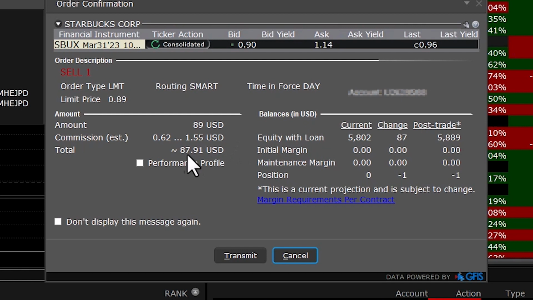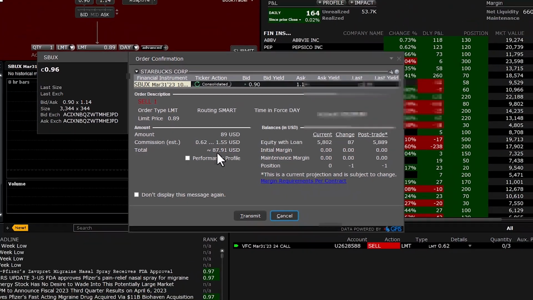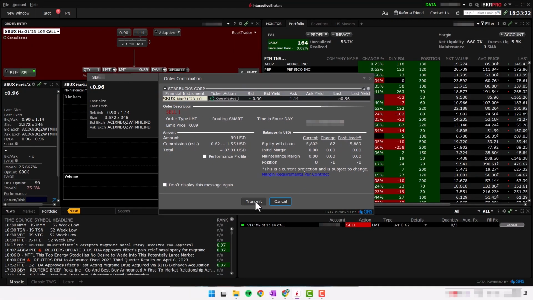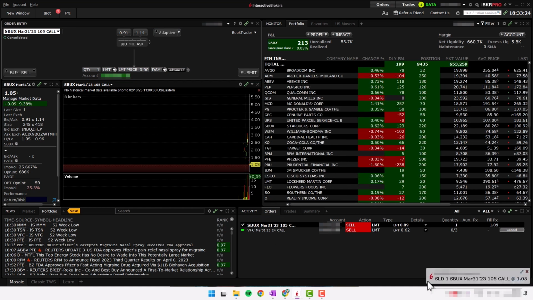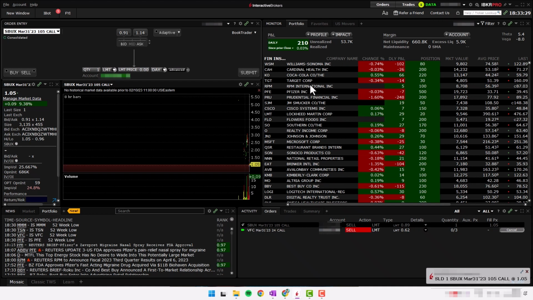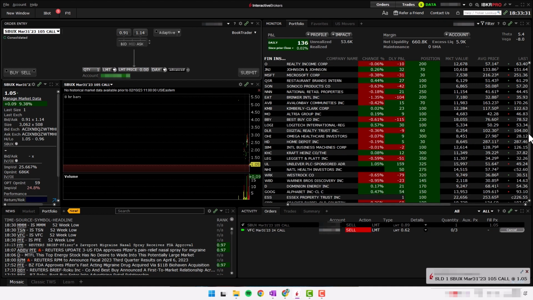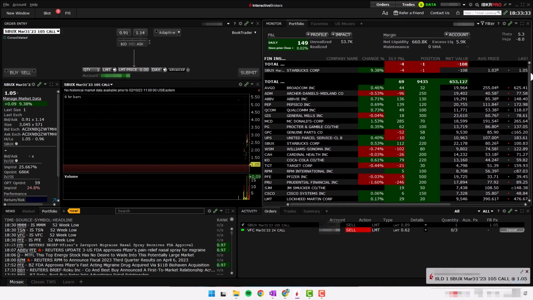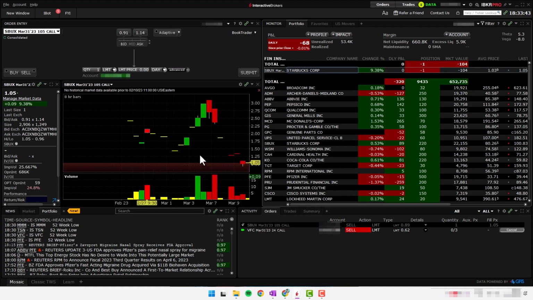So at the end, it tells us approximately we'll get a net premium of 87.91. So let's go to transmit, and we see that it's already sold. We sold at 1.05, which is good, so we get more than expected. And we see in portfolio right here, this, if we click on it, this is the Starbucks covered call I sold. On the left there is the chart, so let me zoom it. This is our entry point at 1.05.